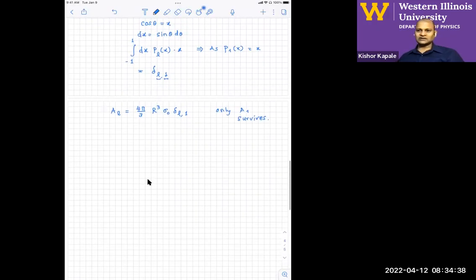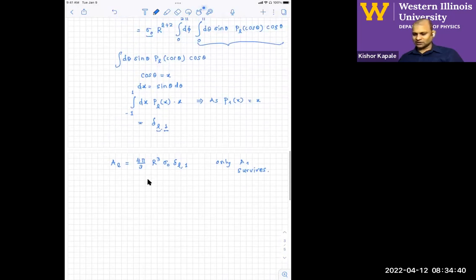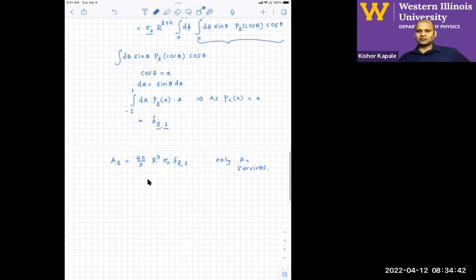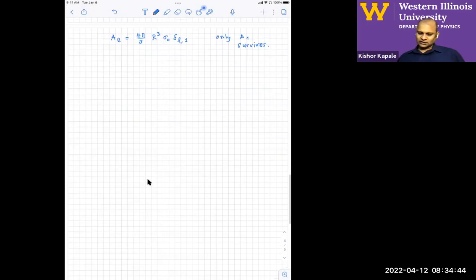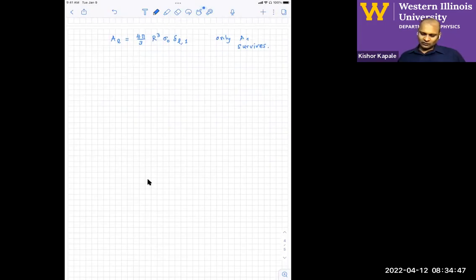Everybody with me so far? You understand the process, the logic of what we are doing? Okay, these kinds of steps are crucial. You will always encounter them whenever you are doing orthogonal expansions. So let's take a look at now the B_L. So this is now interior.